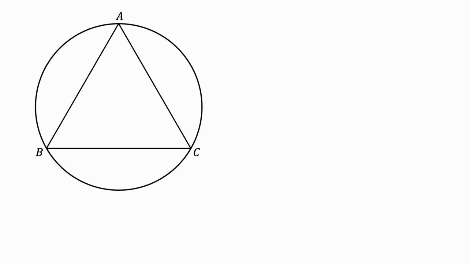In this video, we want to solve the following problem. Given a circle, let ABC be an inscribed equilateral triangle with a side length of square root 3 units. Construct a square PQRS with P and S lying on BC and Q and R lying on the circle. The goal is to find the area of the square PQRS.